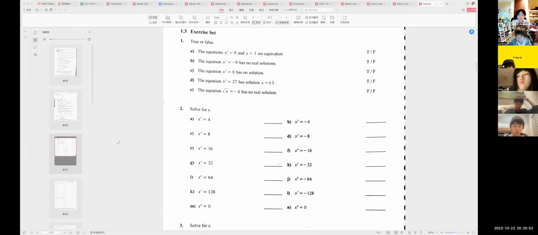Quick, 1, 2, go. Oliver, x equals what? X equals plus minus 2. Very good. Okay, number 2. X squared equals negative 4. Vicky, negative 2. No answer. No solution. X squared equals negative 4, no solution, because a square cannot be negative. Okay, next one. X cubed equals 8.